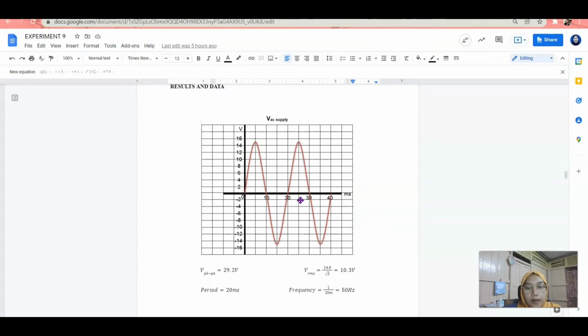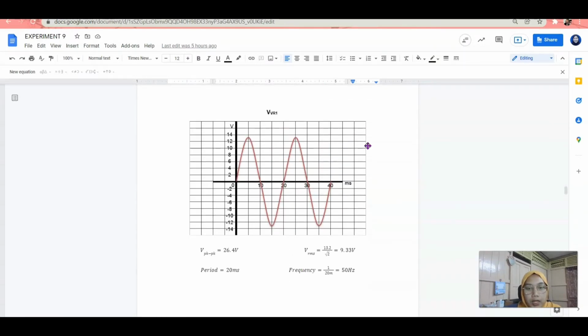This is the graph that I have drawn. For the AC supply voltage, the V peak to peak is 29.2 volt and the VRMS is 10.3 volt. The period is 20 millisecond and the frequency is 50 Hz. This is the graph for the variable resistor voltage. The V peak to peak is 26.4 volt and the VRMS is 9.33 volt. The period is 20 millisecond and the frequency is 50 Hz.